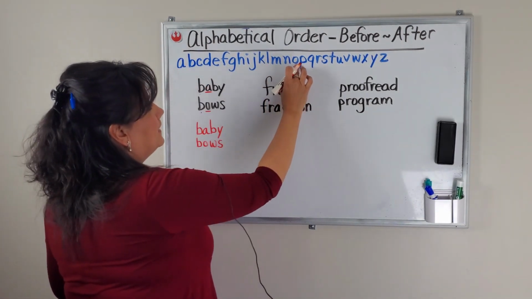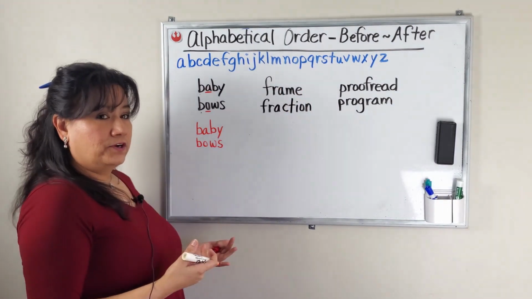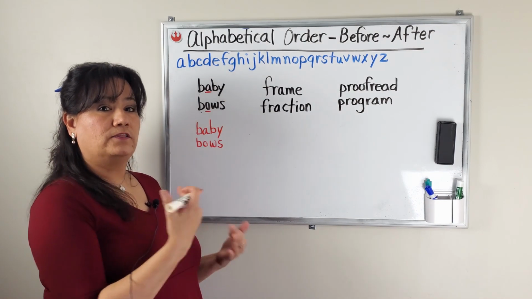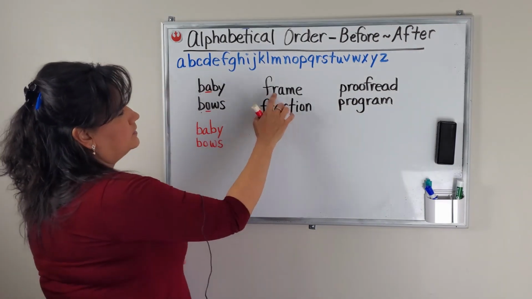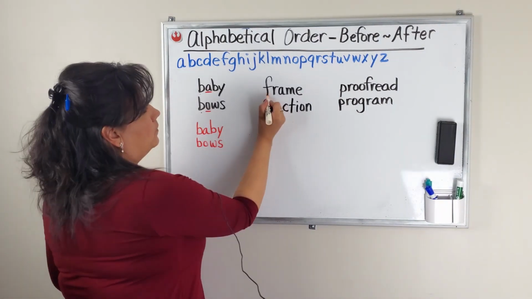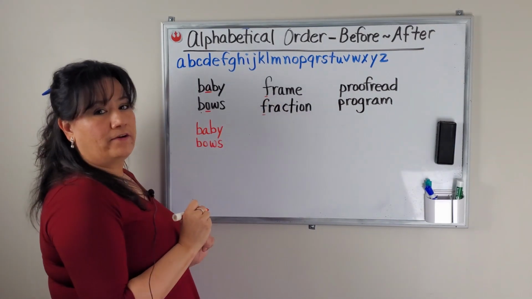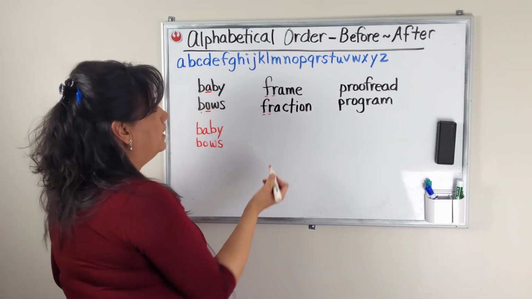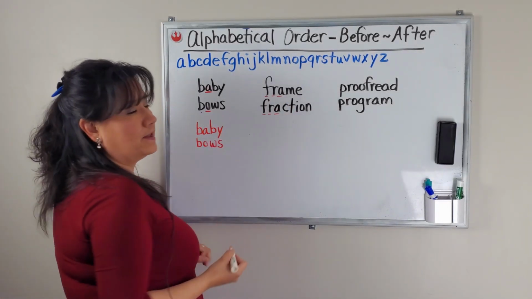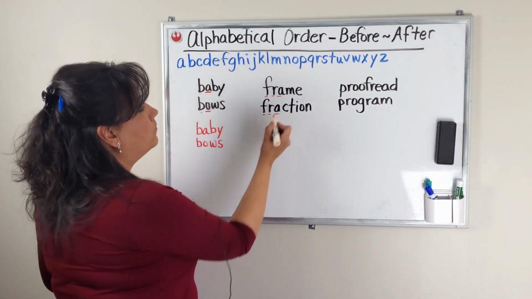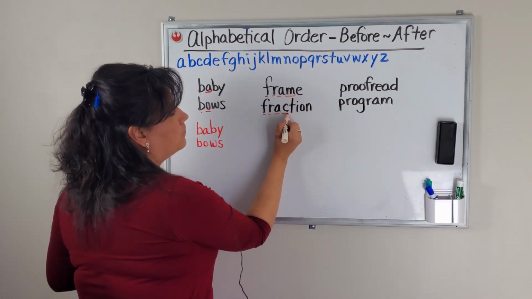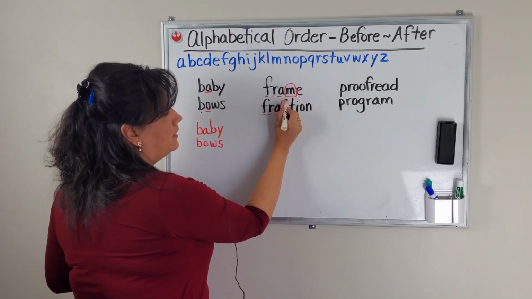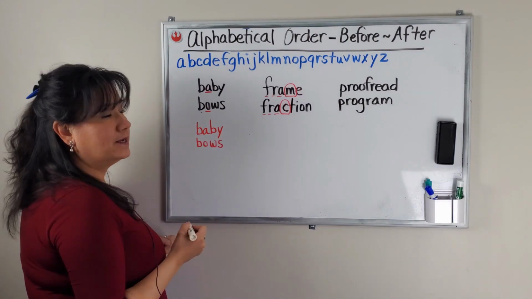Okay. Now let's take a look at another group of words, but now we have to go a little bit further into the word. It's not the first or second letter. And the word is frame and fraction. Well, if we take a look, they both begin with the letter F. If we go to the second letter, they both have the letter R. We go to the third letter, they both have the letter A. Therefore, we will have to use the fourth letter to figure out which one would be first in alphabetical order.